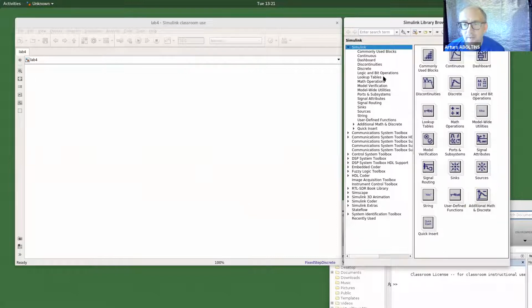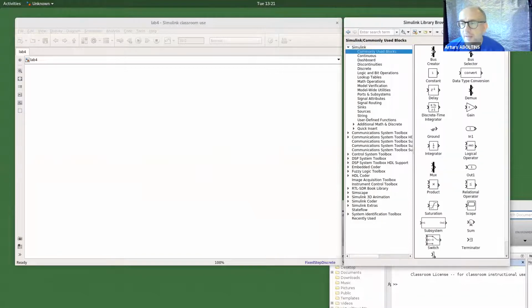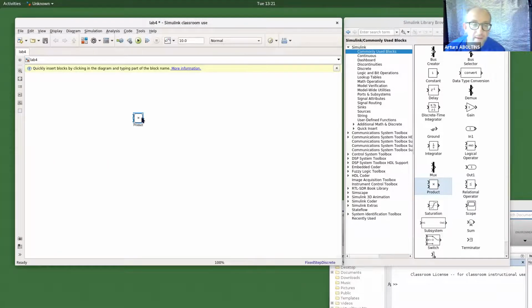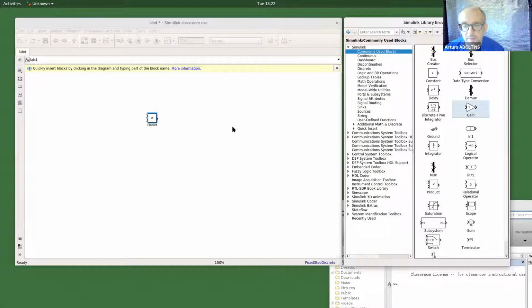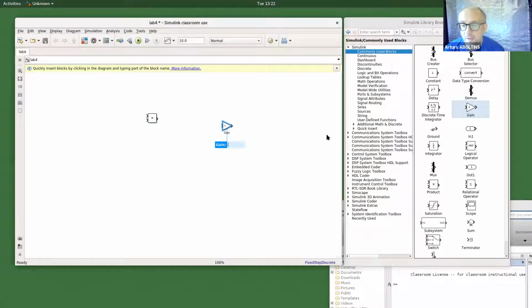So I will go and put here this multiplier, which is a phase detector, yes? And this is just a simple multiplier block. From the multiplier block, we go to the two gain blocks. First gain block, second gain block.